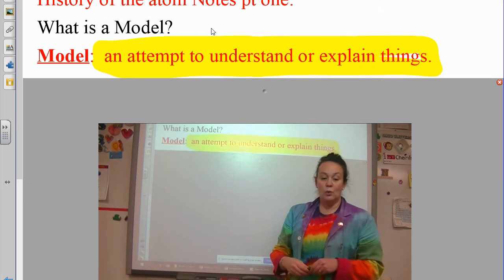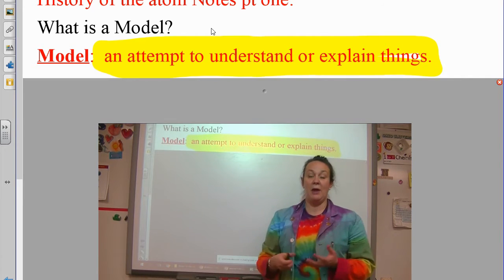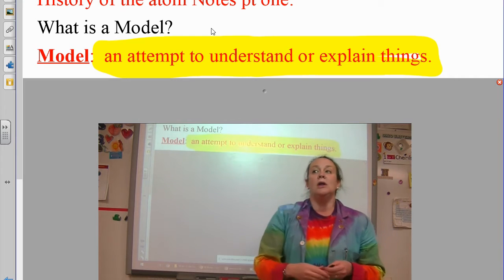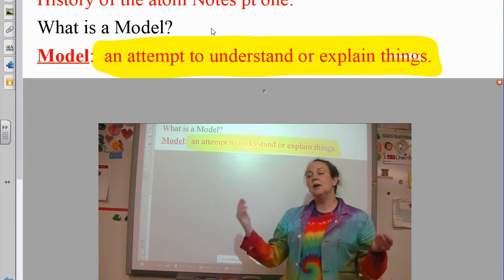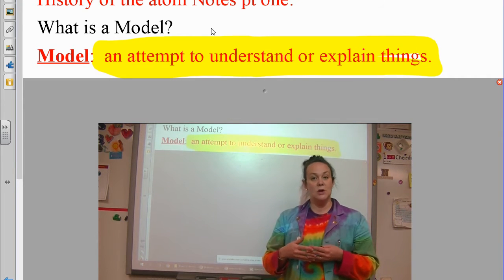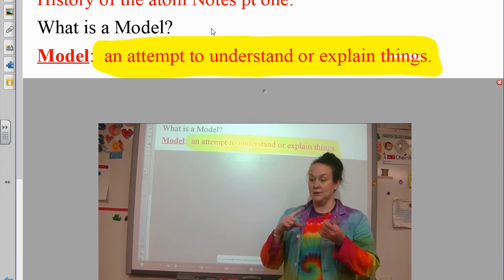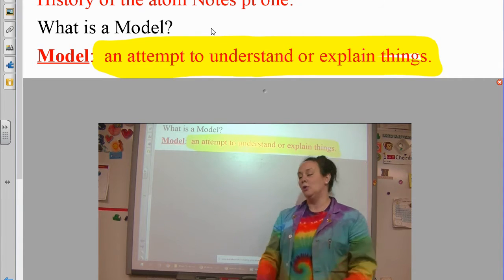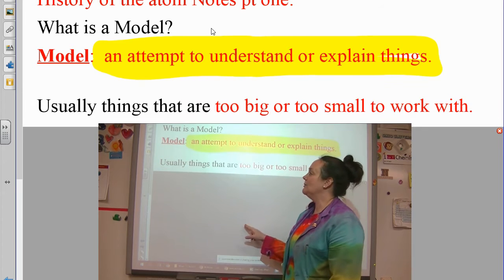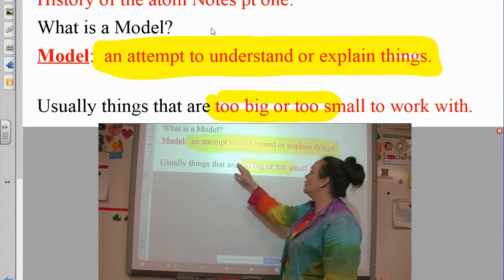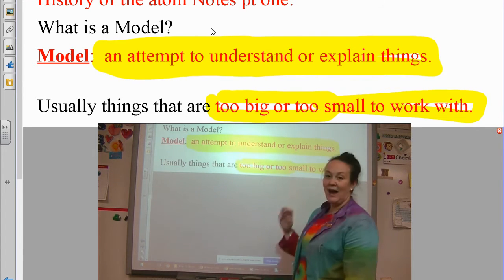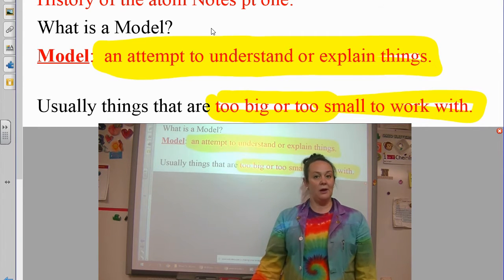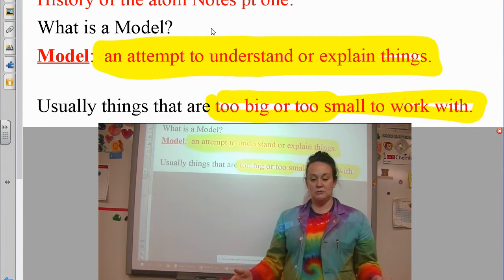Now you wouldn't need a model for like a pen. You would just be like, hey, here's a pen. You don't need a model for that. In science and in other things, we use models when we are talking about things like cells or the solar system or an airplane or things like that. We use them when we're talking about things that are too big or too small to actually work with. Okay, so models come in handy when things are too big or too small to work with.